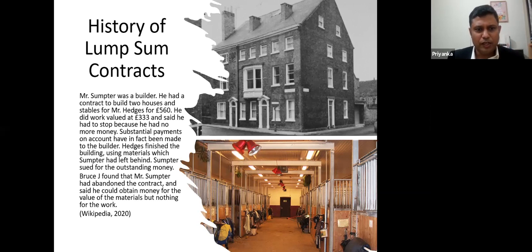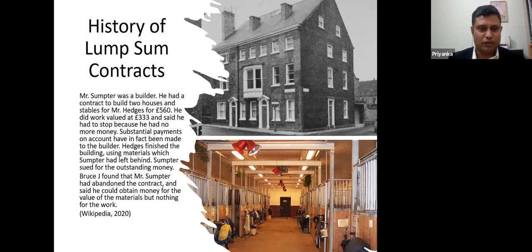So he did work valued at 333 pounds. So from the first instance, you can see Mr. Sumter has not completed the whole of the works. He did the work which was valued at 333 pounds, with substantial payments on account. Now this comes into your mind: what is on account? On account payment is a very familiar term for practicing quantity surveyors. On account payments have in fact been made to the builder.